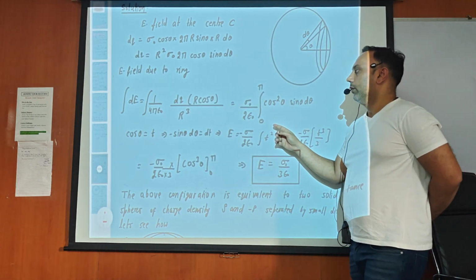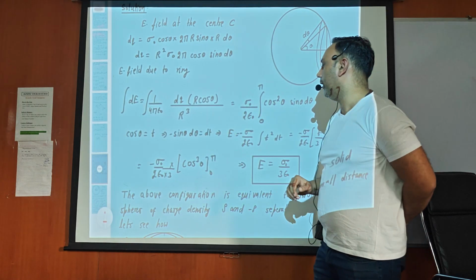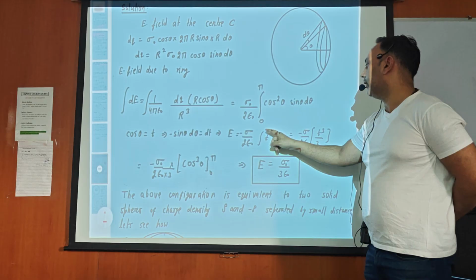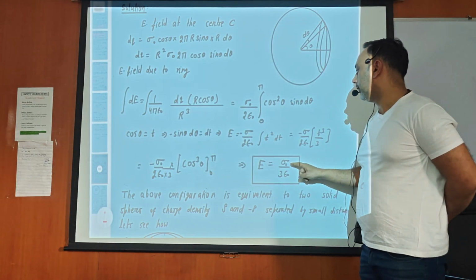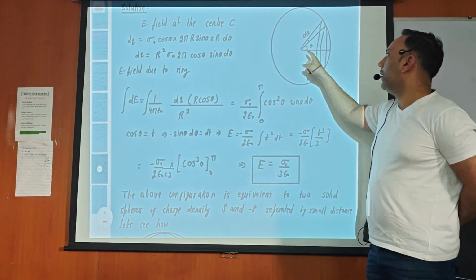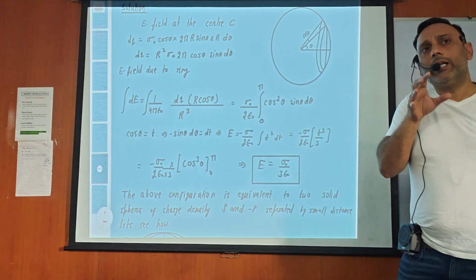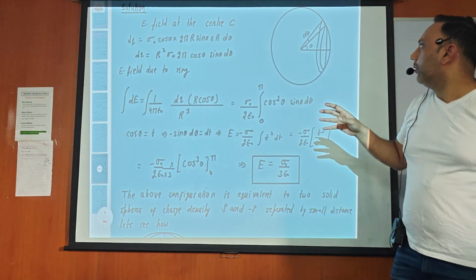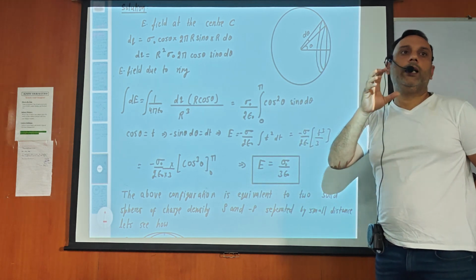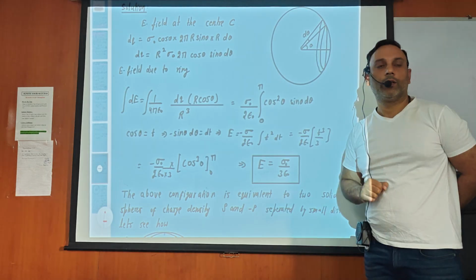Now what to do? This cos theta I can substitute as t, so minus sin theta d theta is dt. Then putting back the values and doing the integration in this way, I am getting the electric field as sigma by 3 epsilon. So the electric field at the center is sigma by 3 epsilon. But we don't need the electric field at the center. We need the electric field at a distance r from the center.